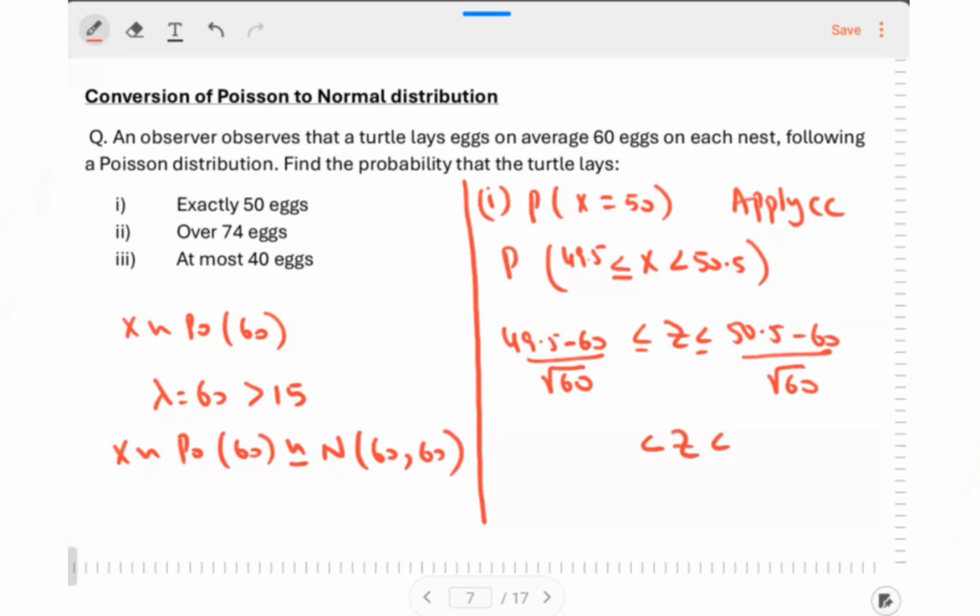Calculator खोलें. 49.5 minus 60 divided by under root of 60 is minus 1.356. 50.5 minus 60 divided by under root 60 is minus 1.226. Are you all with me?